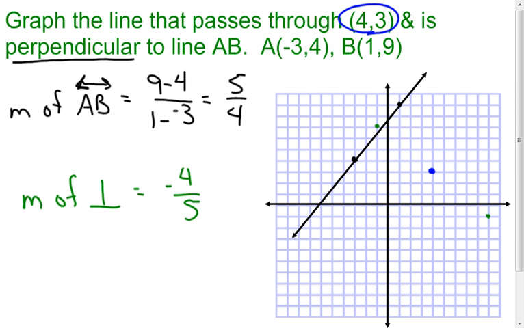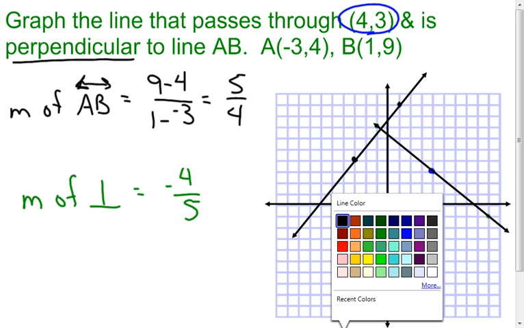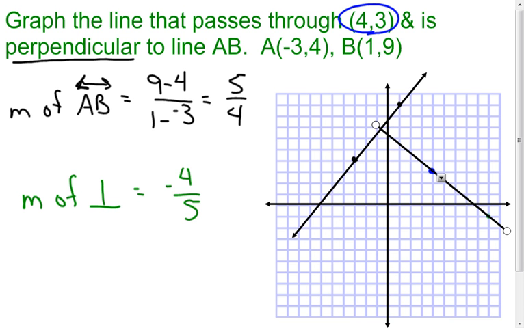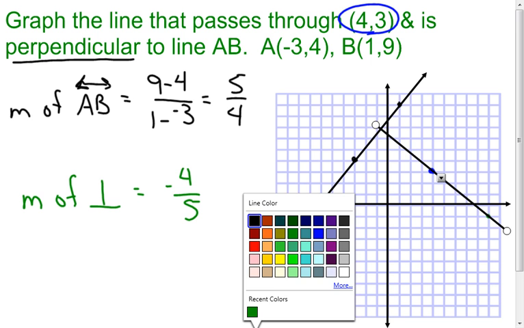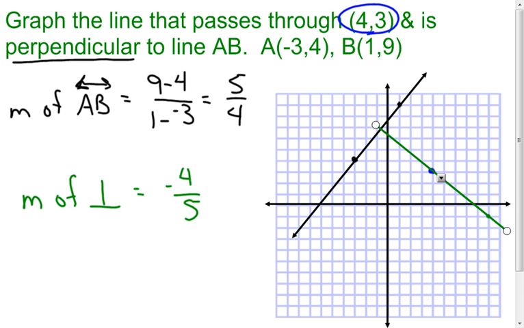And now I just need to connect the dots. So I'll make my line go through those 3 points. I'll extend it a little bit for us. Why don't I change the color to green? Hold on. Now I can change the color to green. So there's my perpendicular line.